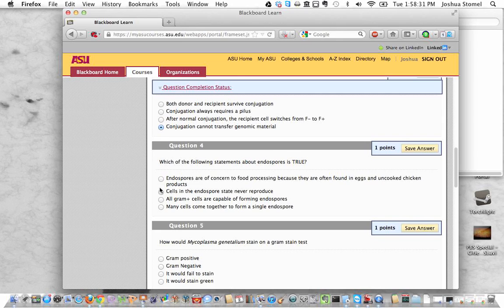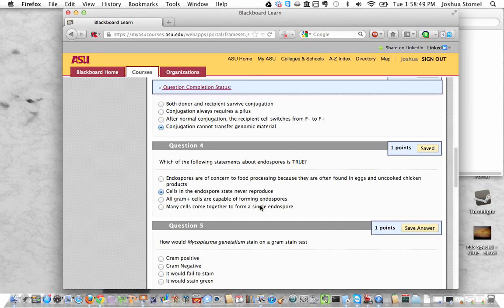They're non-vegetative cells, so they're not reproducing. Let's go on and take a look at the other answers as well. So all gram-positive cells are capable of forming endospores. That's not true, and there are lots of gram-positives that don't form endospores.